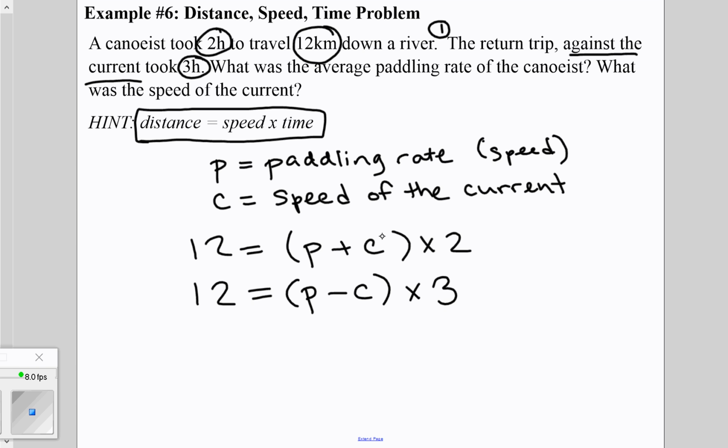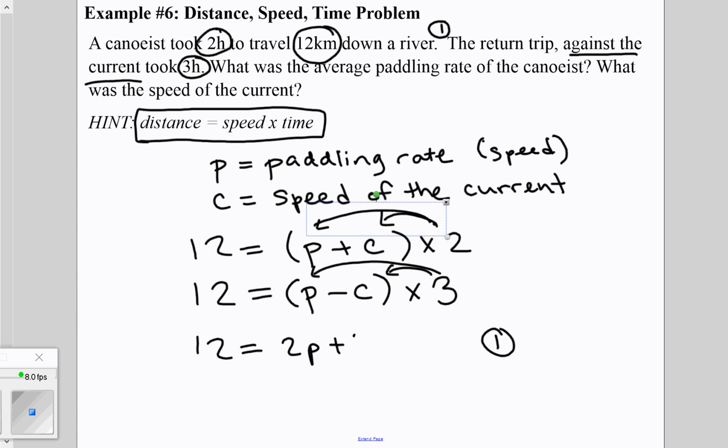And just because we're not used to seeing it in this format, we're going to distribute this number 2, and we're going to distribute the 3 before I write my final equations. So equation 1 will be 12 equals 2p plus 2c, and equation 2 will be 12 equals 3p minus 3c, and this system of equations can be solved using, once again, either elimination or substitution.